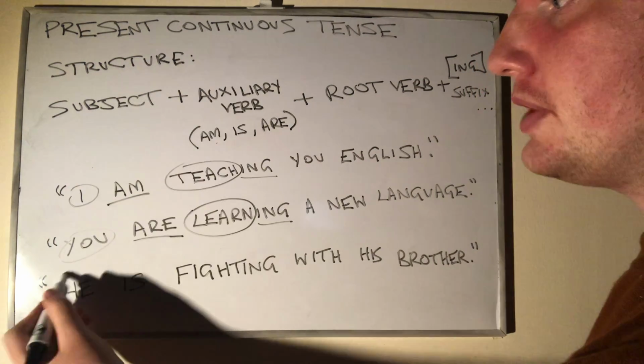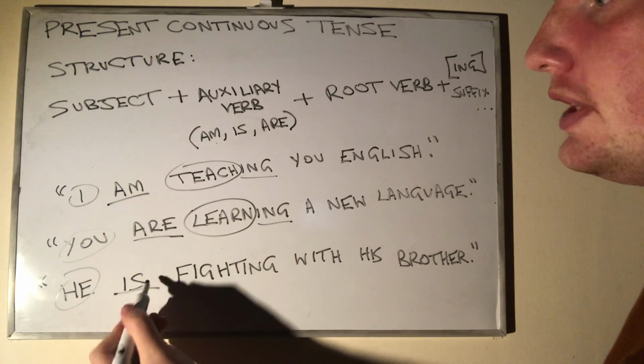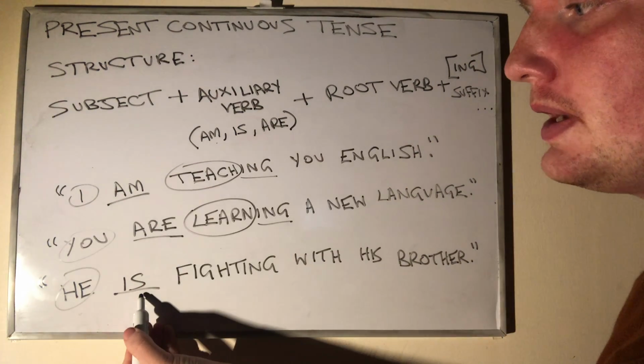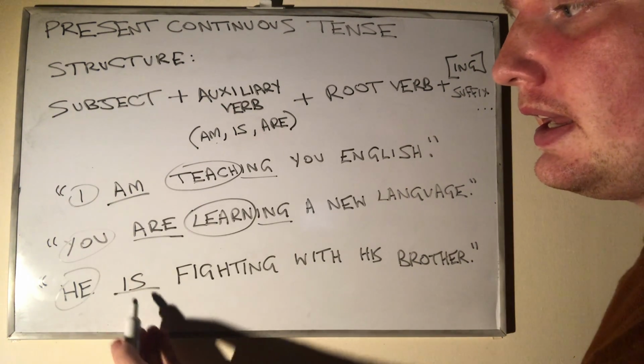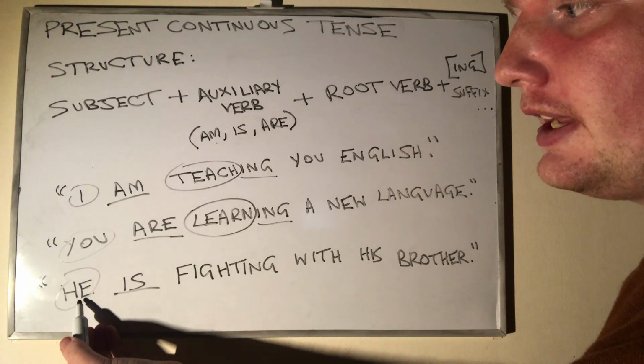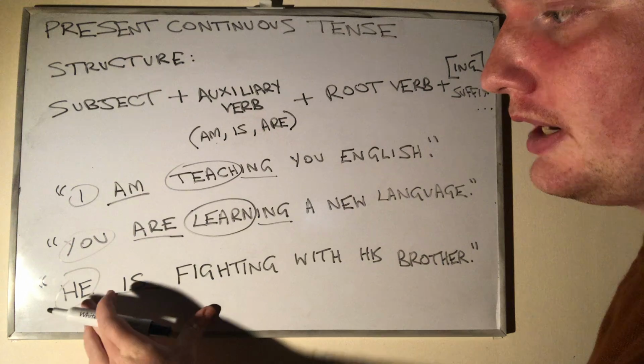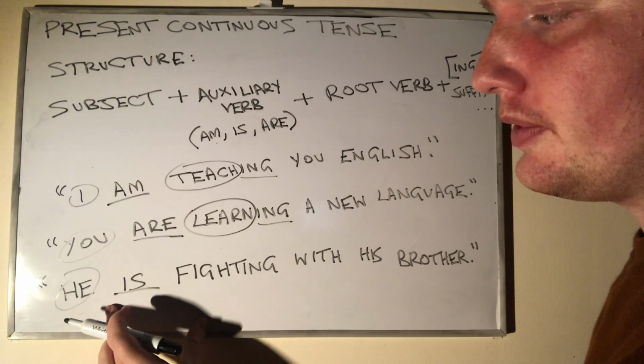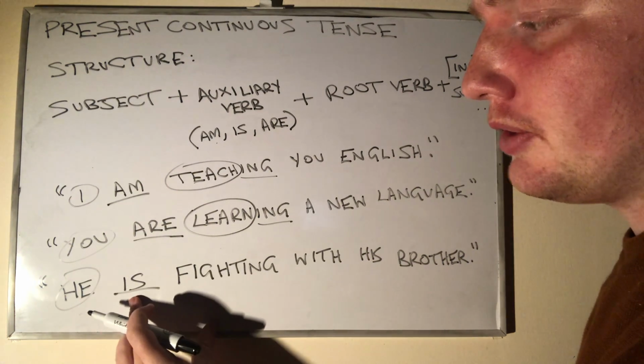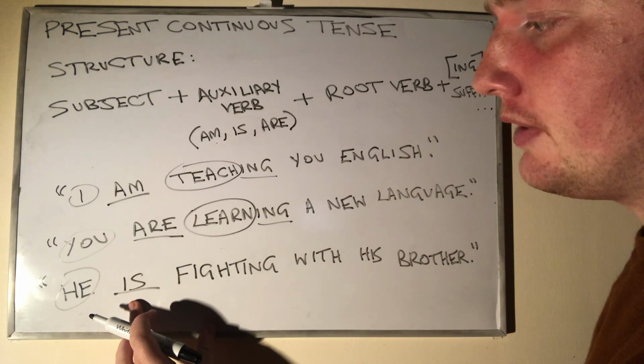So we have our subject, he, and this time we're using is. Why are we using is? That's because the employment of the pronoun he is showing us that it's third person singular. And if it's third person singular, we'll use the form of the verb to be in present simple, is. So is going to be our auxiliary verb.